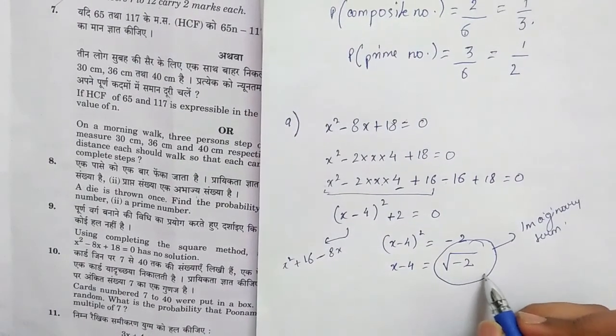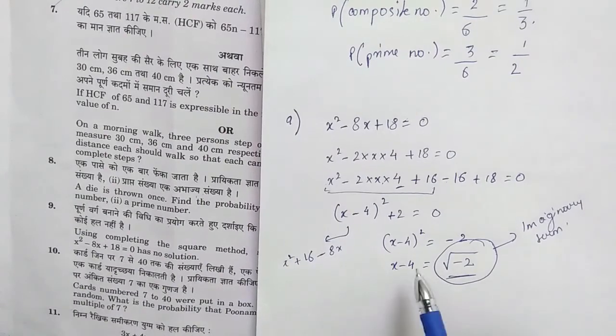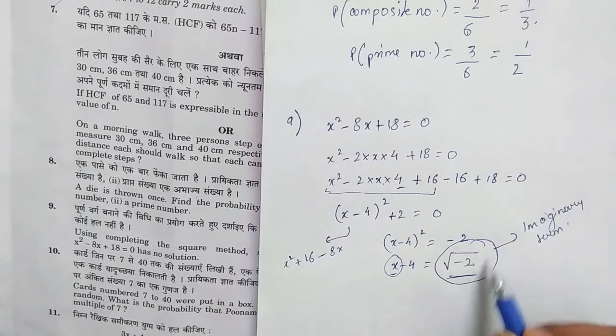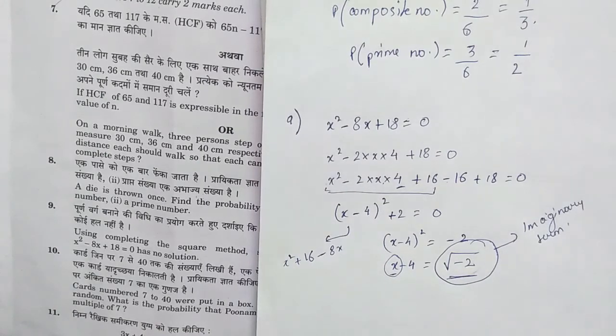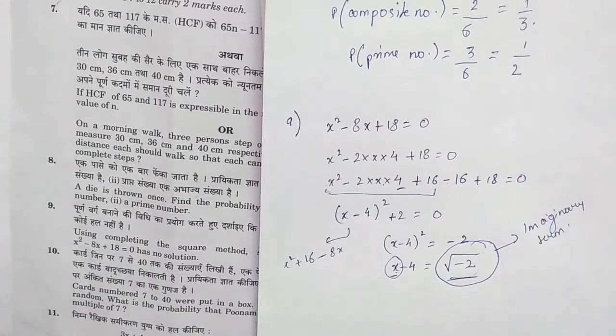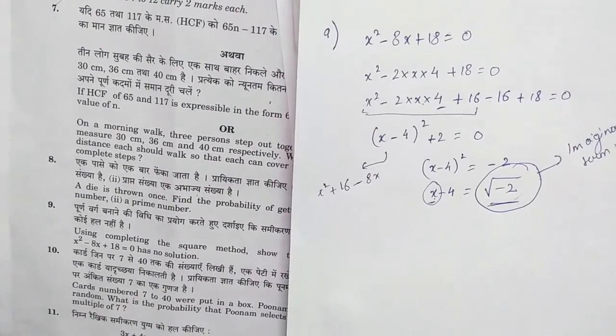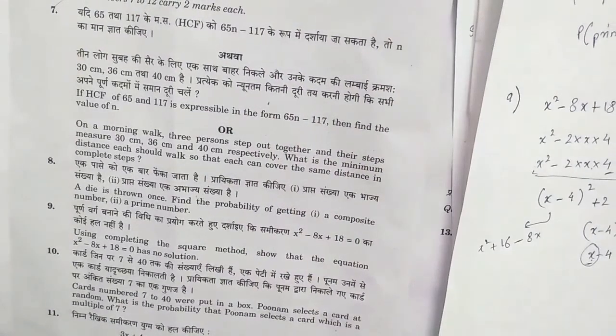So that is the solution. We cannot find the value of root of minus 2. Therefore, x is not having any solution. X has no solution. That proves that. So let's move on to the next question, that is the 10th one.